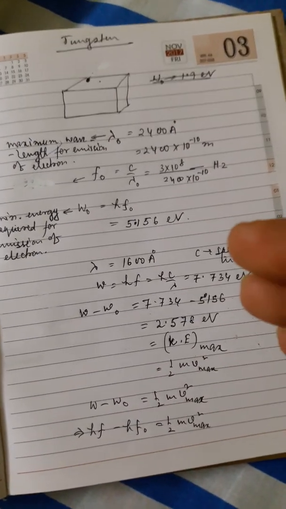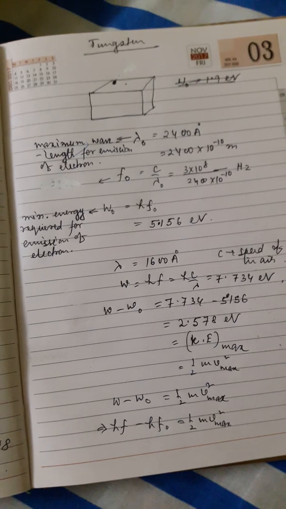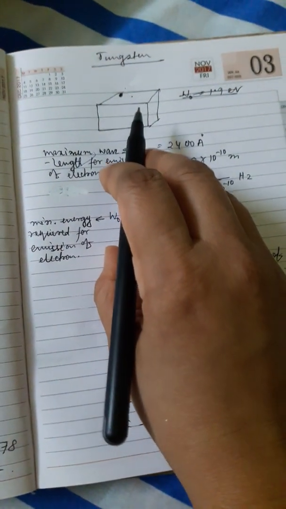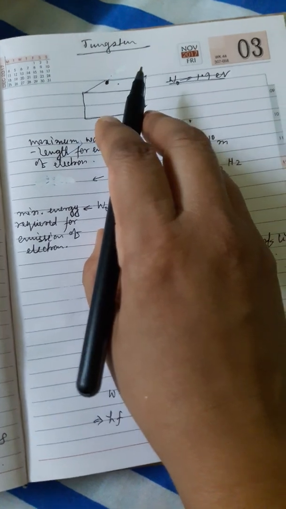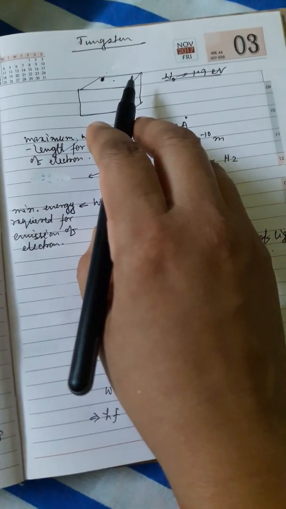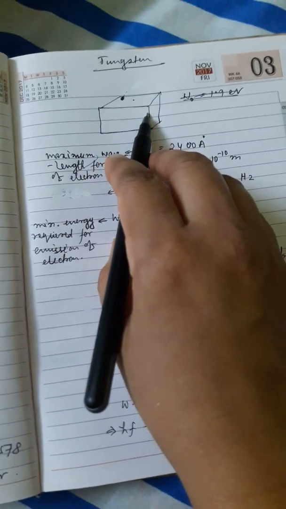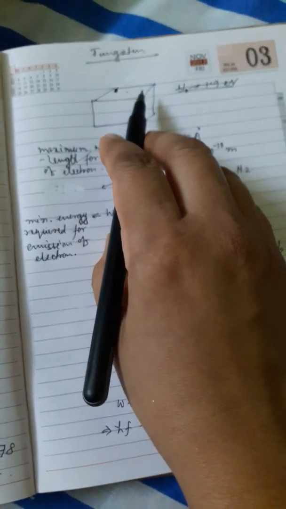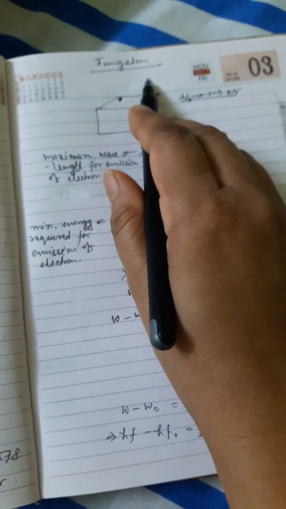Now I am going to explain Einstein's photoelectric equation. Let it be a metal body, let it be tungsten. It has many free electrons. When these free electrons get a sufficient amount of energy from the incident light, those free electrons will be able to leave the metal body.